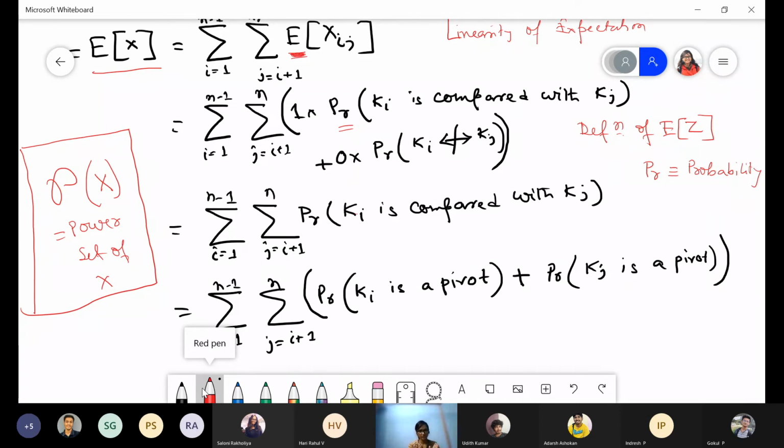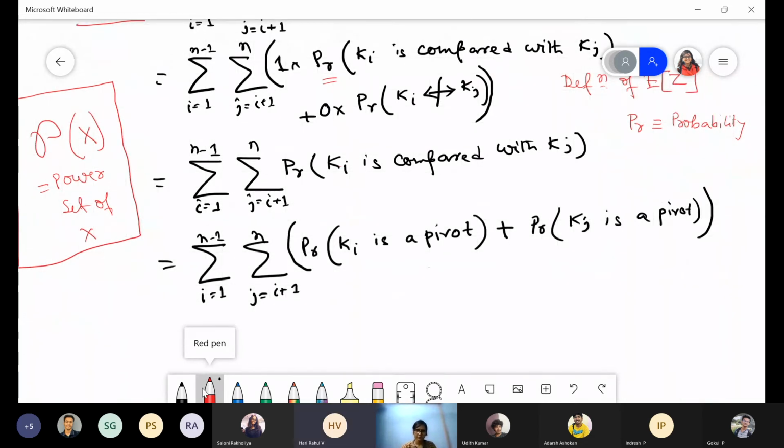This is actually consisting of two mutually exclusive events. So I am distributing the event here. That is, I am dividing it into two parts, where one part is when Ki is pivot, another part is when Kj is pivot. I am using plus because only one of them is pivot at a time, and the events are mutually exclusive.